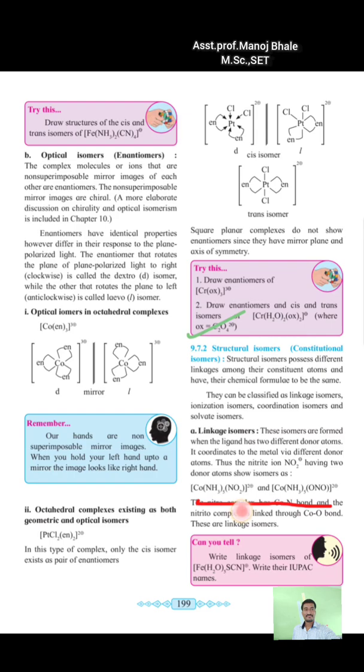In the first example, cobalt is attached to the nitrogen, and in the second example, cobalt is attached to the oxygen. So this is a linkage isomer example.